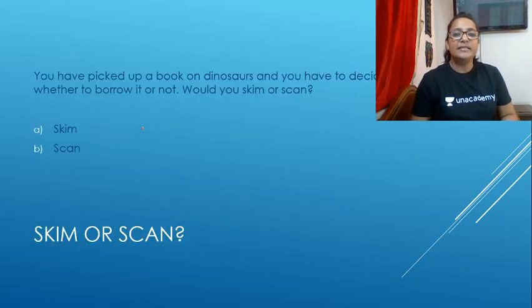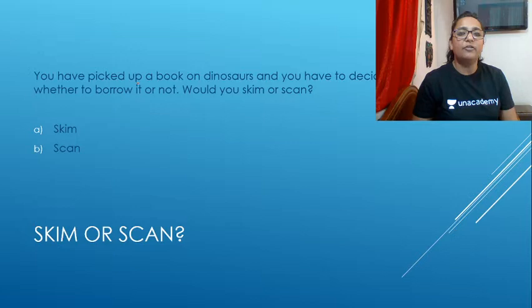Now, let's see. I've given you 2 or 3 questions, and you've got to decide for this particular kind of activity, should you be skimming or should you be scanning? So you have picked up a book on dinosaurs and you have to decide whether to borrow it or not. Would you skim or scan?